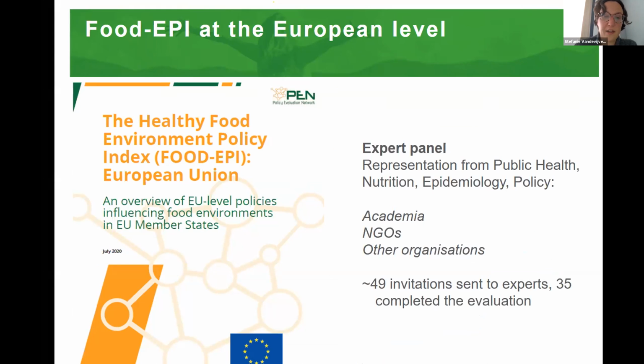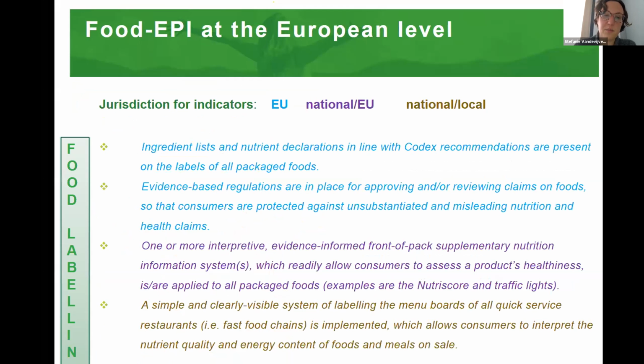And this is also challenging because it's the first time that this is being done. For example, for the labeling domain, we see that for the 4 indicators that we have, 2 of the indicators really sit, or predominantly sit, at the European level. The front of pack labeling is an indicator where there is shared jurisdiction between the countries and the European level. And then the menu labeling, that's more national or even local level.